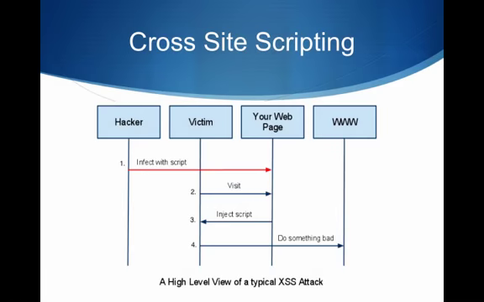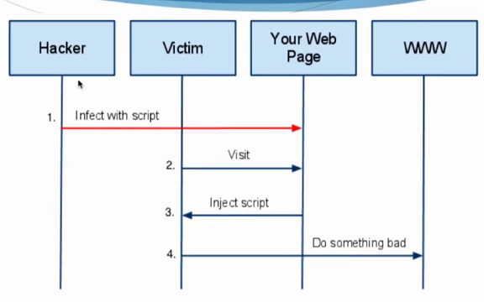The first attack that we're going to see tonight is called a cross-site scripting attack. This is an attack that allows a hacker to infect a web page with a script that is viewable by others. So let's quickly look at the diagram we have on the screen to better understand what happens. The first thing that happens is that a hacker will visit a web page that has a cross-site scripting vulnerability and actually infect the web page with the script.